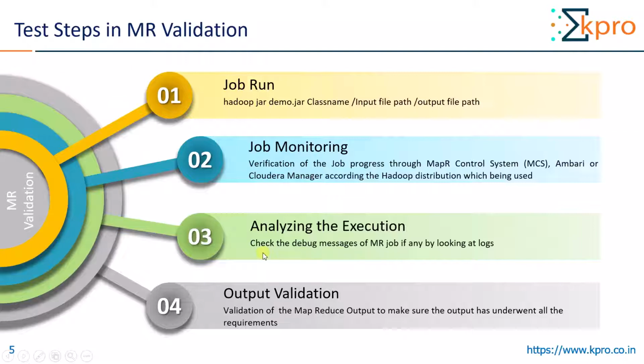So these are very important to understand how the MapReduce job is executed. Then finally, we will check the output. If it is produced in the file or in the table, we will check whether all the requirements are followed in the output or not. That's all from MapReduce standpoint.